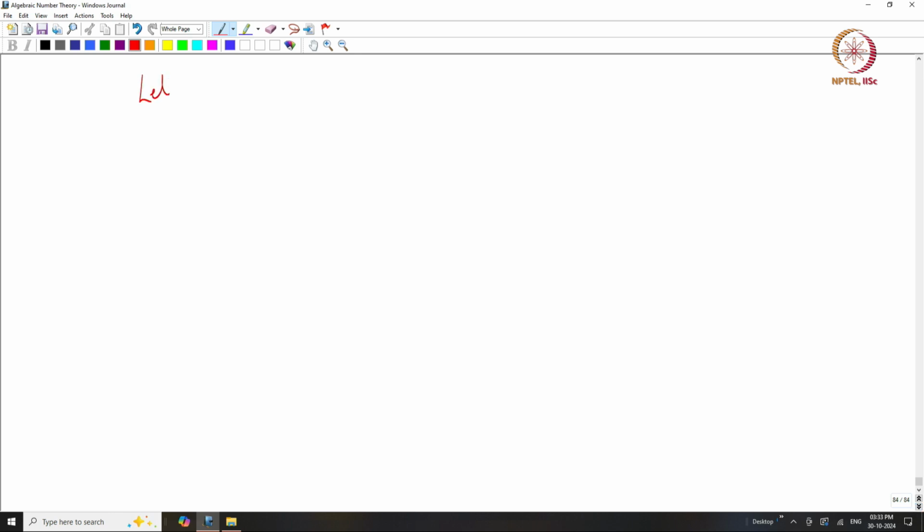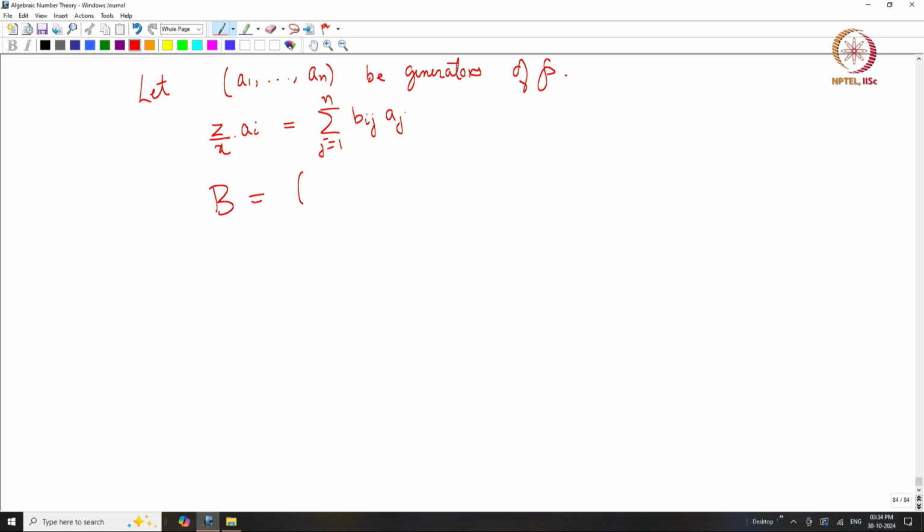So, let a1 up to an be generators of the ideal P. Okay. So, what I get is z by x times ai, this is again in P. So, I can write it as the summation of bij aj, j going from 1 to n. Okay. And then I can write down the matrix B to be the matrix of bij's.